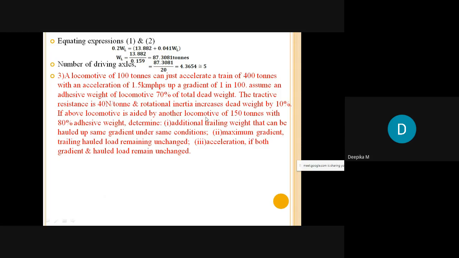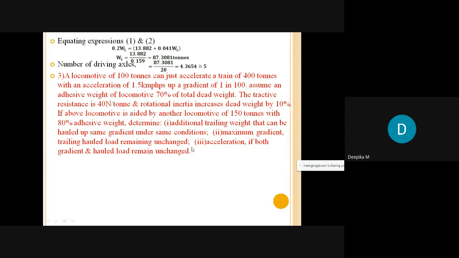Coming to this part, you can see that the above locomotive is aided by another locomotive of 150 tons with 80% adhesive weight. In the first case, we have only one locomotive and one train, which is 400 ton, and the locomotive weight is 100 ton. In the second case, the 100-ton locomotive is again aided, or added, by another locomotive weighing 150 ton. So that means what?